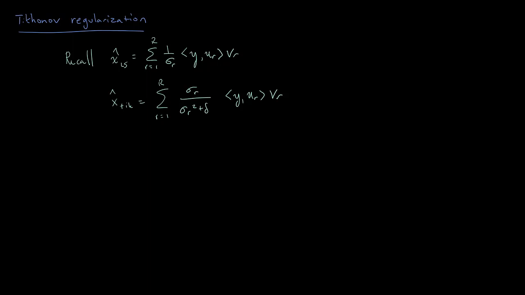And this really highlights the difference between the least squares solution, the truncated SVD, and Tikhonov regularization. So notice that if sigma r is much bigger than delta, we can essentially ignore delta, and this expression is approximately 1 over sigma r, just like in least squares. So when we have large singular values and delta is small, then we're doing something very close to least squares. But if sigma r is much smaller than delta, this expression is now essentially going to be very close to 0.